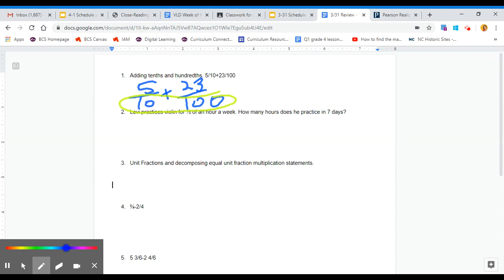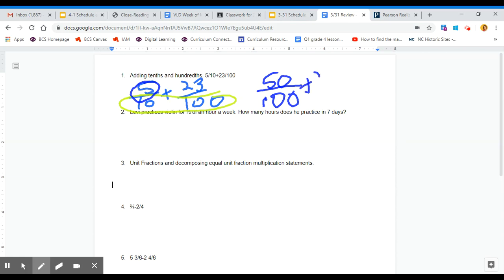So 10 times 10 is 100. 5 times 10, so we're multiplying this, is 50. So when you add those, that would end up being 73/100. Okay. Levi practices violin for 1/3 of an hour a week.